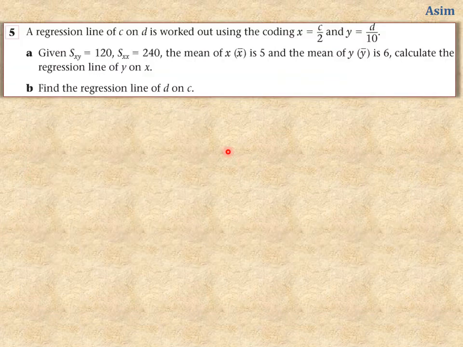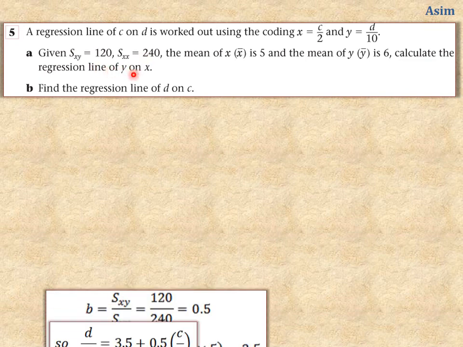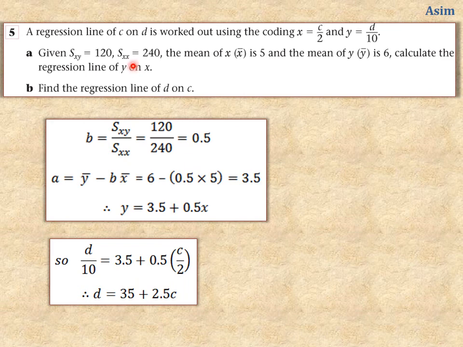That's it. Next, the regression line of c on d is worked out using this coding given. So first they want you to find the regression of y on x. We do the same thing we did before. You first find b, just divide, you get b, and they gave you the mean of x and mean of y, so find a. So you have b, you have a, just put in the formula. So this is your y equals 3.5 plus 0.5x. Now they want the answer of d on c. Same thing, you start with this first. In place of y write d by 10, in place of x write c by 2, simplify, make d the subject, job is over.